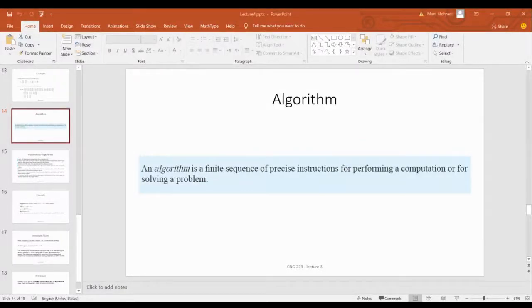Hello everyone. Today we will talk about algorithms, and we will continue about matrices on next session on Friday. So let me talk about algorithms briefly.